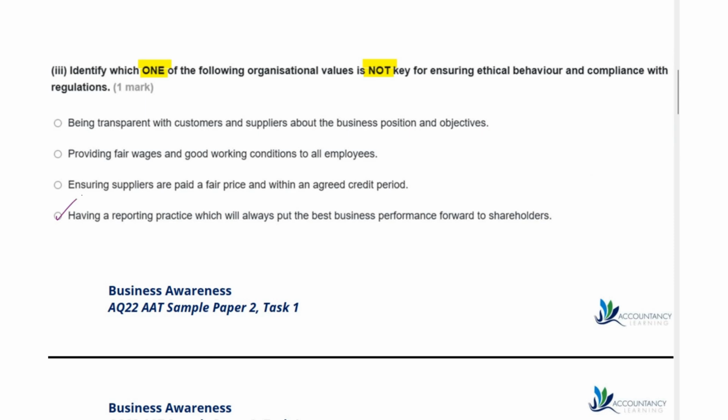Having a reporting practice which will always put the best business performance forward to shareholders. So this means that there might be some sort of changes within what's being presented to them. So whatever's presented should be accurate and not adjusted in any way to make it look better. So this would not ensure ethical behaviour and compliance with regulations. Remember, our financial statements should be a true and fair view.